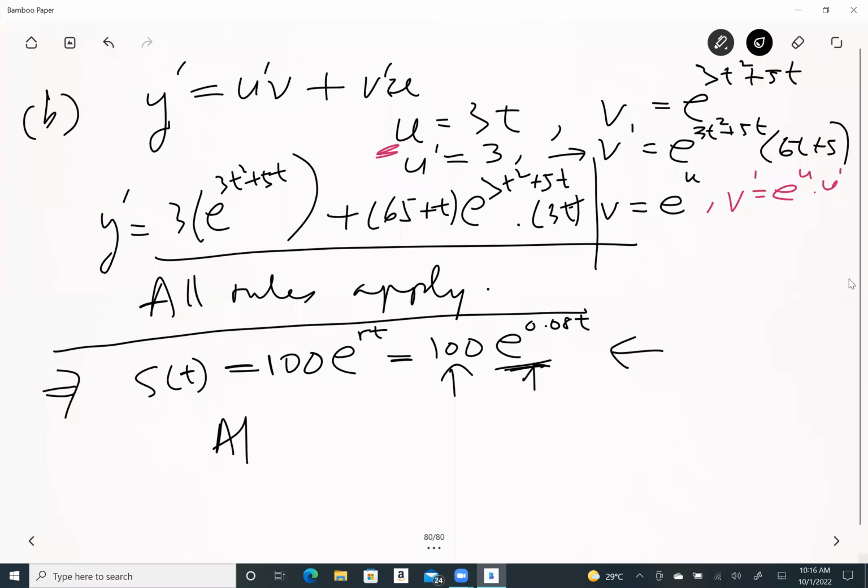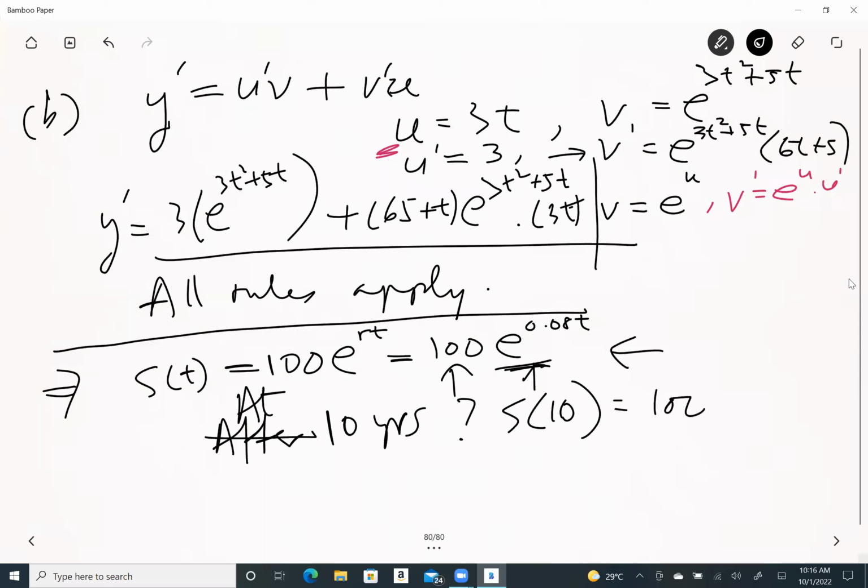Or let's say after 10 years, that means not after, but at 10 years. At 10 years, what is your future value? So you find S at 10, which is equal to 100 multiplied by e^(0.08 times 10). So that is how much you will have at the end of 10 years. That is the future value.